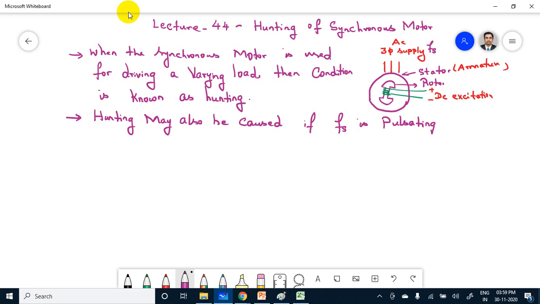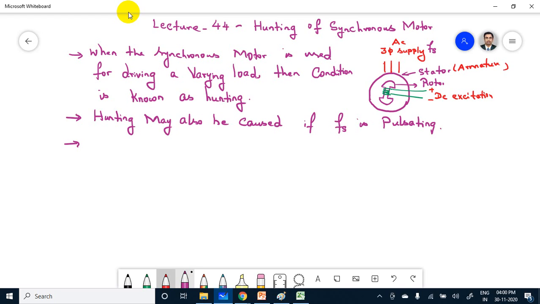And this pulsating is applicable in the case of generators connected to engines, maybe called internal combustion engines, which will be connected in power plants. So due to the supply frequency pulsating, due to variation in the supply frequency Fs, the hunting may also be caused.